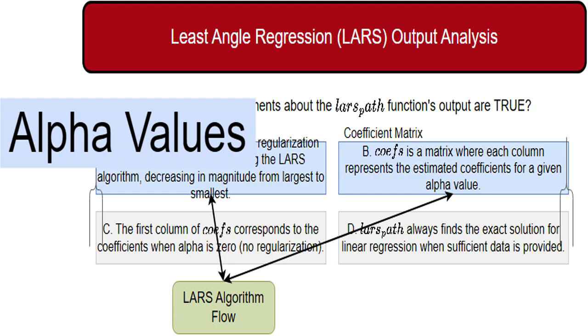Here we'll dive into the meaning of _alphas_, which is a crucial output of the _lars_path_ function. I'll explain how it represents the sequence of regularization parameters used during the LARS algorithm and why its values decrease in magnitude, going from the largest to the smallest. Remember, alpha controls the model's complexity, a larger alpha simplifies it, and smaller values make it more complex.